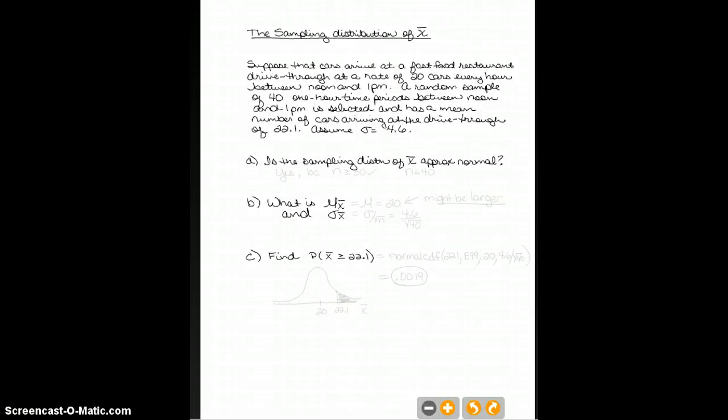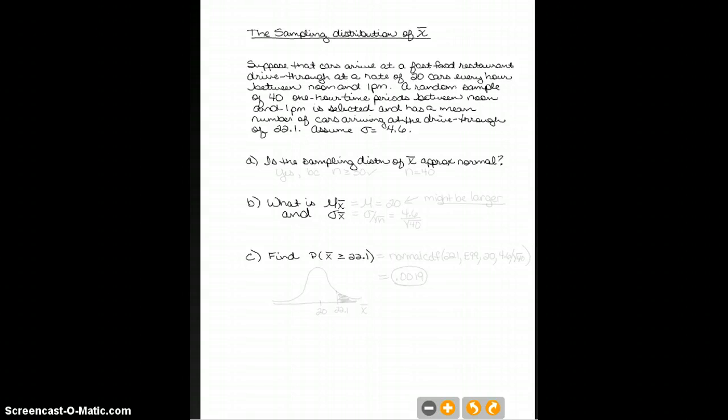Okay, so let's suppose that cars arrive at a fast food restaurant drive-through at a rate of 20 cars every hour between the hours of 12 noon and 1 p.m. And we take a random sample of 40 of these such time periods, and we find a mean number of cars going through the drive-through of 22.1. And let's assume sigma, the population standard deviation, is 4.6.